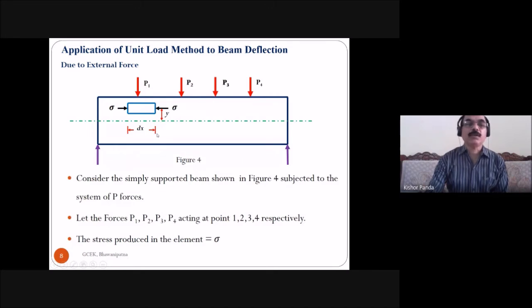So what is the stress produced in the element? The stress produced in the element is equal to sigma. This is a section. You have to take an element whose length is dx and the cross-sectional area is equal to dA. And this is the stress acting on the element, sigma, at a distance y from the neutral axis.